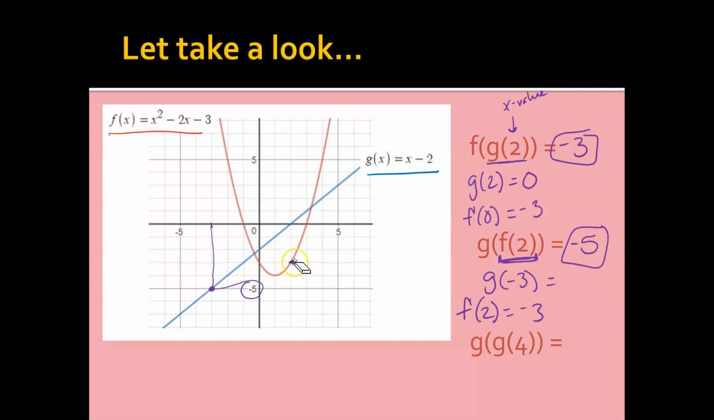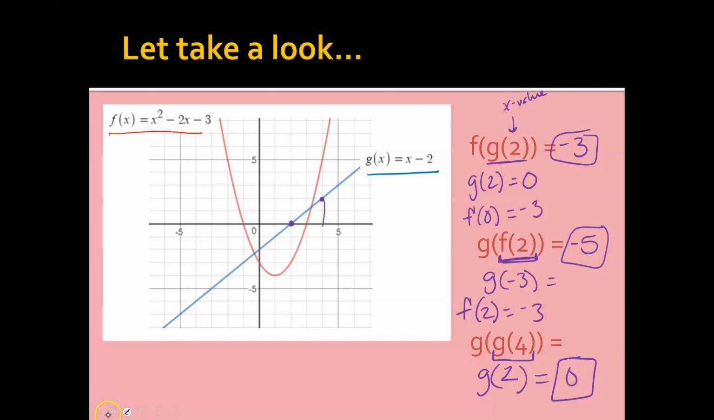Now sometimes you don't switch graphs. Just like when we did equations, you can do g of g. So first I need to find g of 4. g is the blue graph. So when x is 4, 1, 2, 3, right here, y is 2. So I'm going to replace that with 2. Now I'm looking for g of 2. So when x is 2 on the g graph, what is my y? 0.